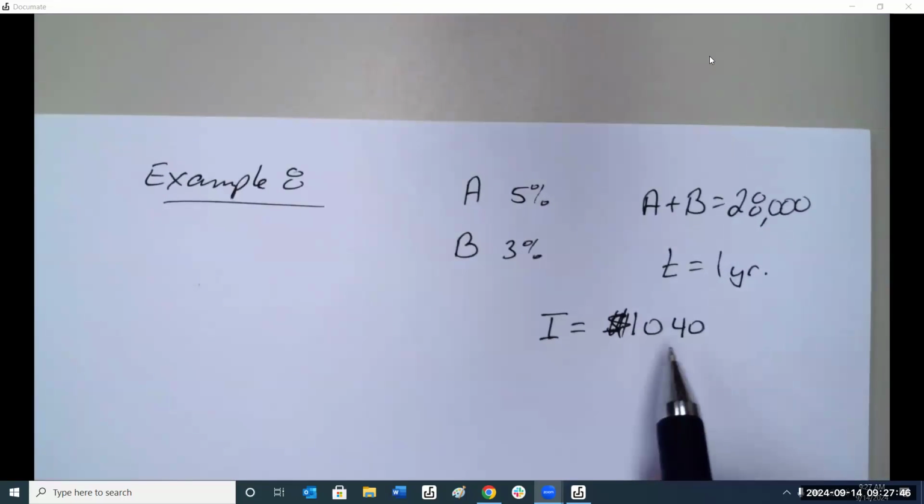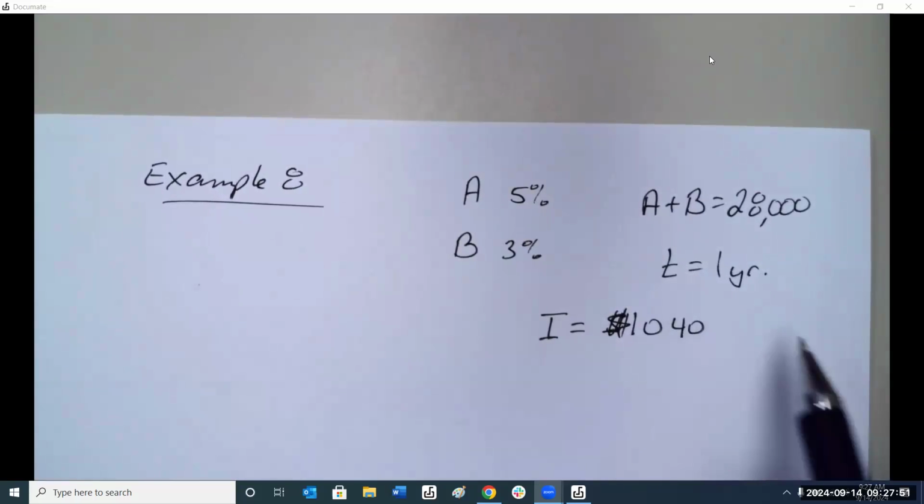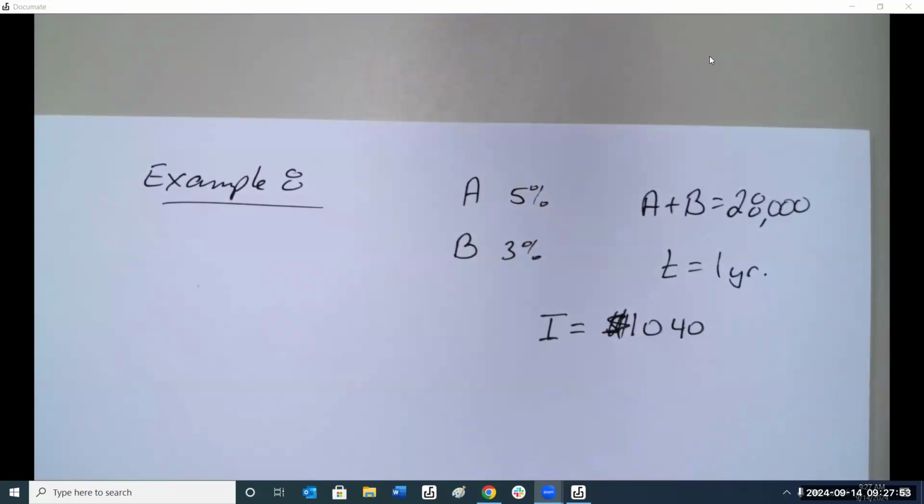I thought it was interesting that after the year, they use 1040, which, if you ever did your taxes, is the form you file for your taxes each year, the 1040.